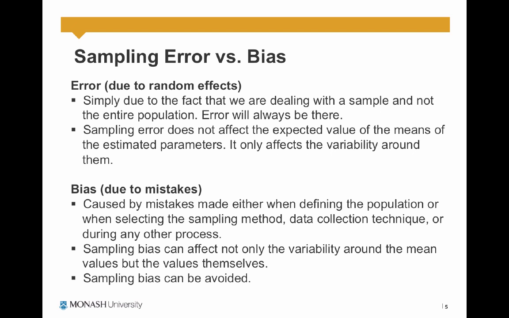However, bias is caused by mistakes made either when defining the population or when selecting the sampling method. Or there might be mistakes in data collection techniques, or any human-made mistakes during other processes of your data collection. Sampling bias, unlike the error, can affect the mean value of the estimated parameter in addition to the variability around them. And the good thing about bias is it can be avoided.